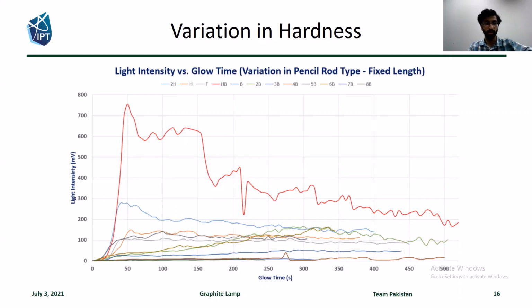So before that maxima, we have a transient state, and after that, there's a steady state in which the intensity gradually decreases while keeping the current constant, and that coincides with also a change of fluctuation in the voltage as well.